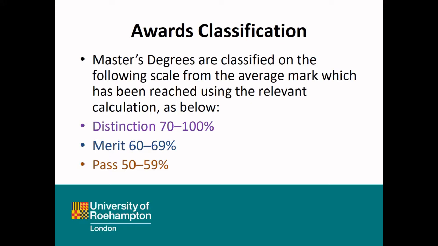Next, you have awards classification. Master's degrees are classified on the following scale from average mark, which has been reached using the relevant calculations as below. Distinction 70 to 100%, merit 60 to 69%, pass 50 to 59%.